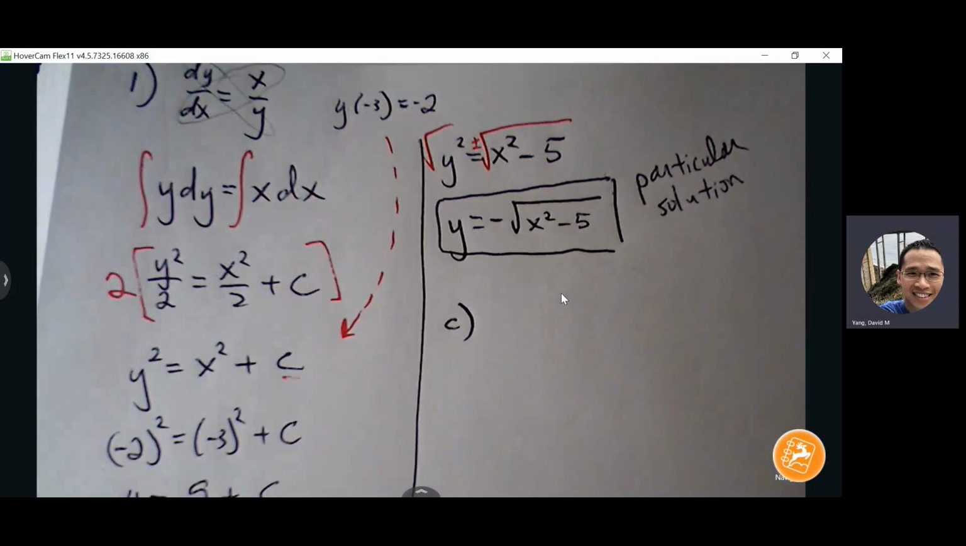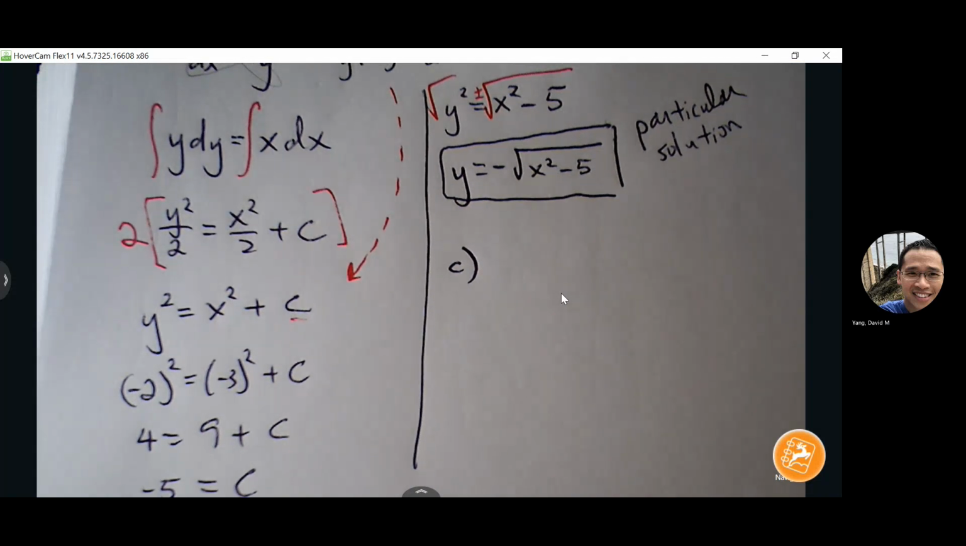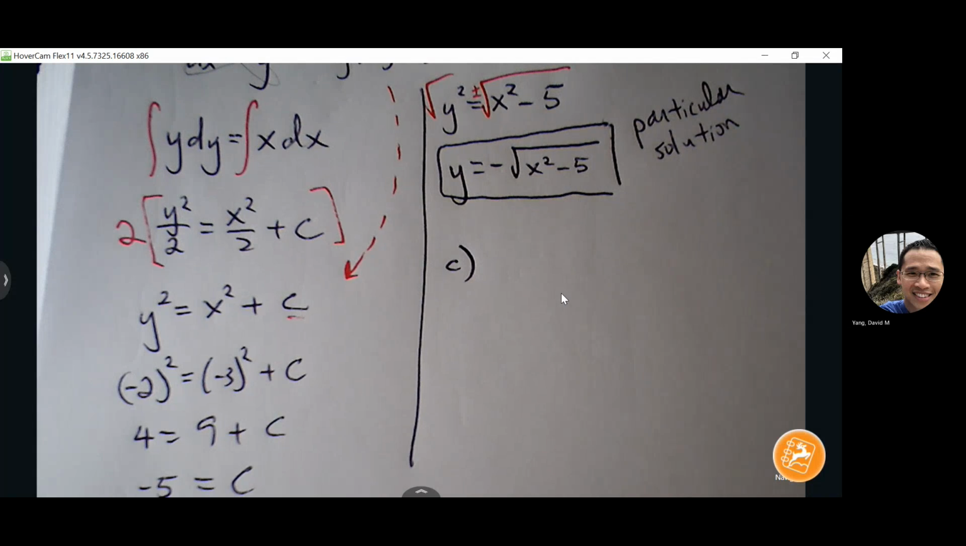Okay. Any questions with part A? It shows the negative square root because the y value of my ordered pair is negative.